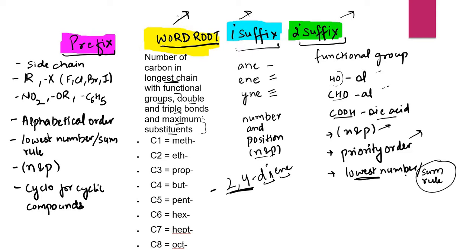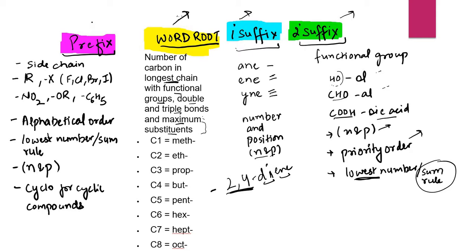We start numbering from that side. So please make sure you just write the number and position, you check out the priority order, and you give the lowest number to the functional group depending upon the priority order. Now once we are done with the suffix, secondary suffix, that is functional group, we look for the prefix.